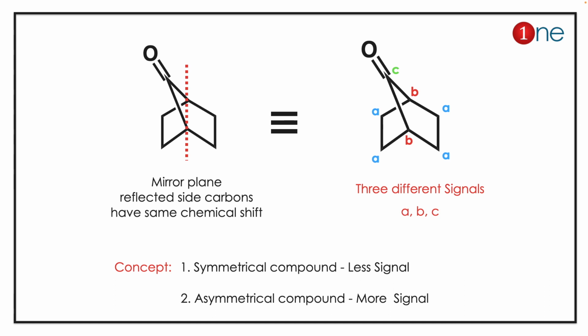So the concept you outline here is that a compound with more symmetry elements has fewer signals. The compound with fewer symmetry elements has more signals. So symmetry and signals are opposite to each other.